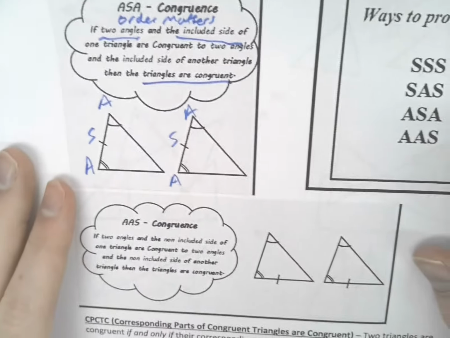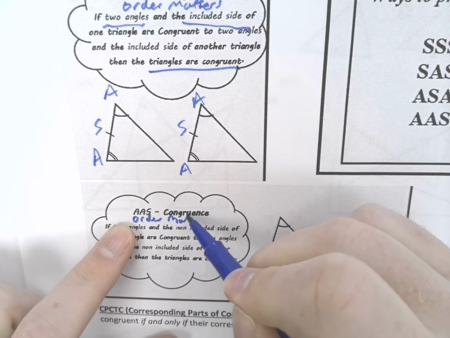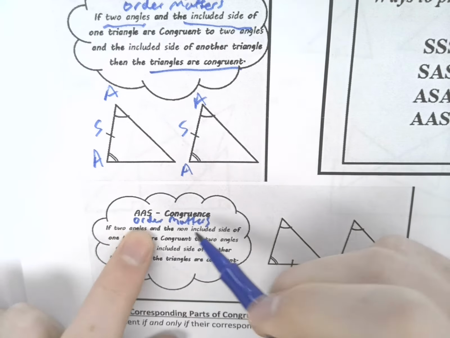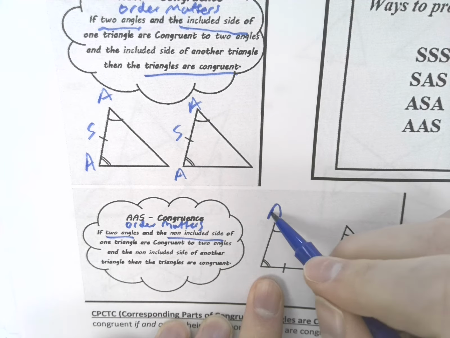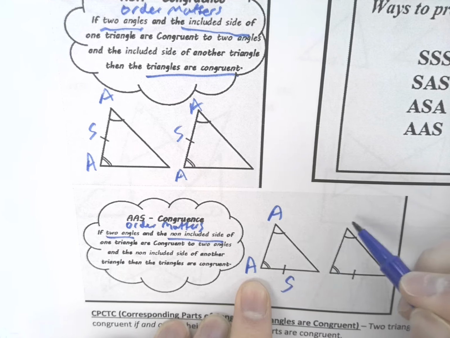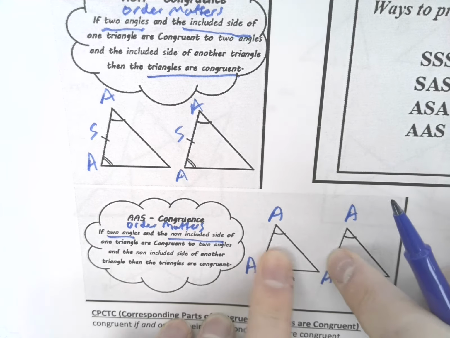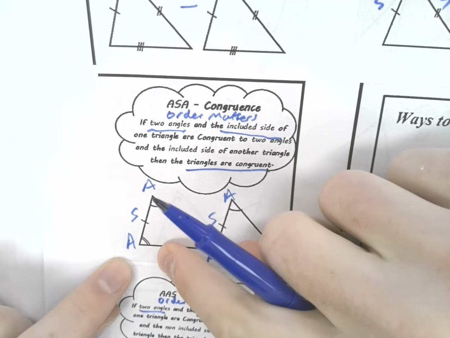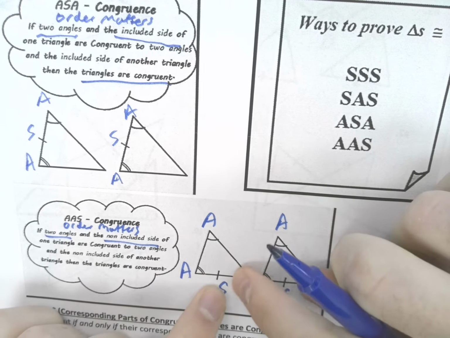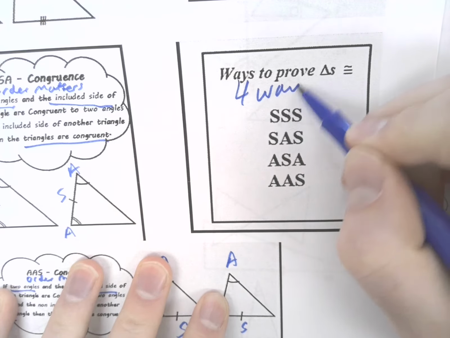And then finally, we've got AAS. Again, order matters. I can't stress that enough. Angle, angle, side. So two angles and the non-included side. Back-to-back angles: angle, angle, side. You see how there's no side in the middle that's congruent? That's what we're talking about, because that would be angle, side, angle up here, or angle, angle, side. So those are the 4 ways to prove.